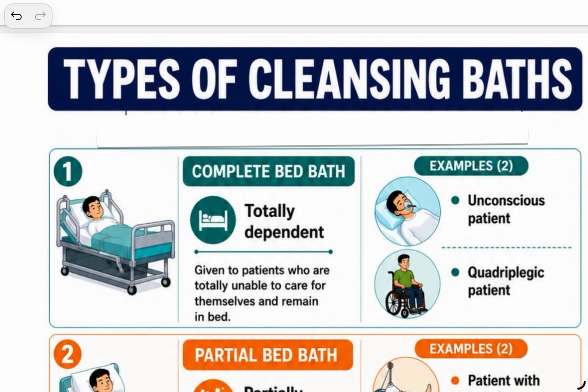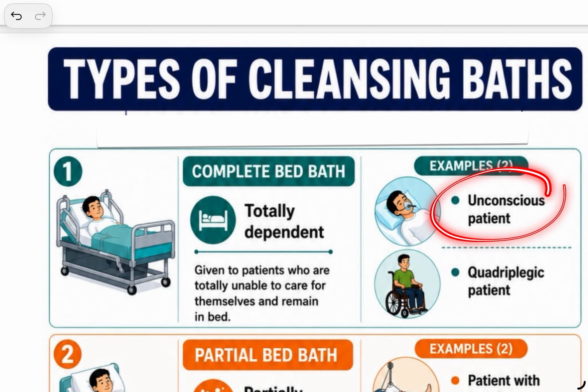What are the types of the bath? First one, complete bed bath. Sir, for which patients are we giving the complete bed bath? Complete bed bath means the patient is not able to reach the bathroom. So for them, what do we have to do? We have to give the care at the bedside itself.